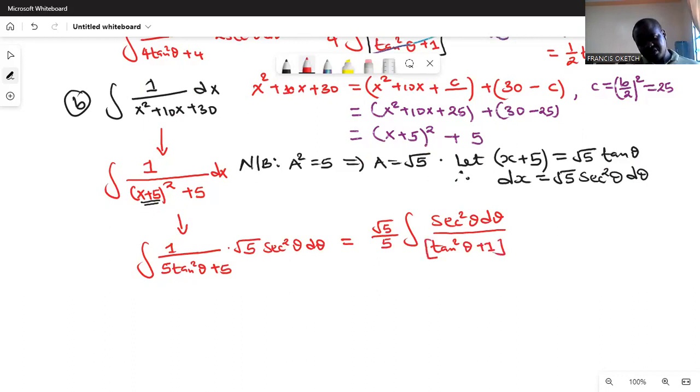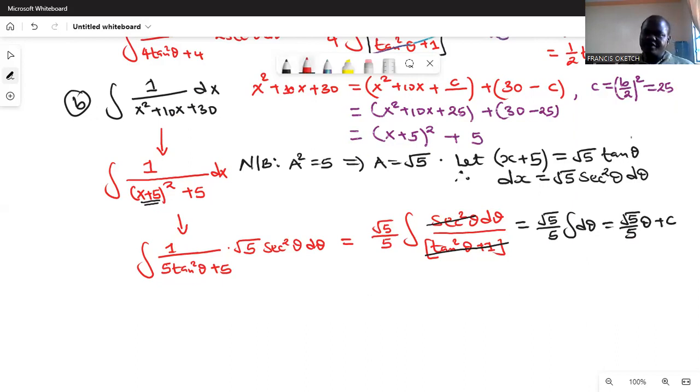And what is tan squared theta plus 1? That is what we have said is the same as sec squared theta, identity number 2. So those two will cancel. And so what we have here is root 5 over 5 times the integral of d theta, which if you evaluate, you get root 5 over 5 theta plus a constant c. So that's our answer, but we have to replace theta.